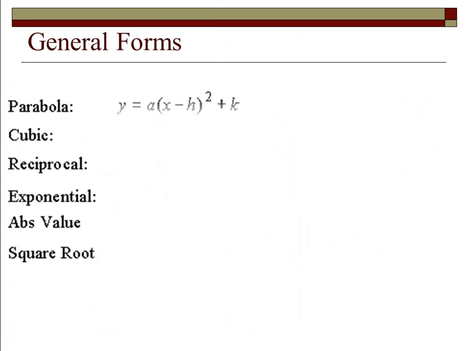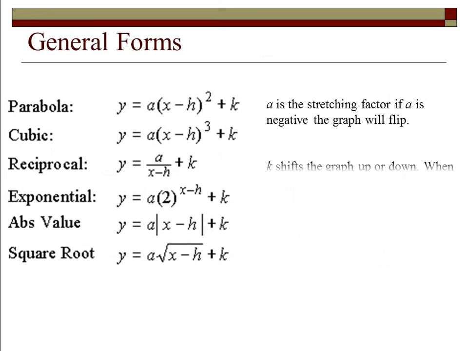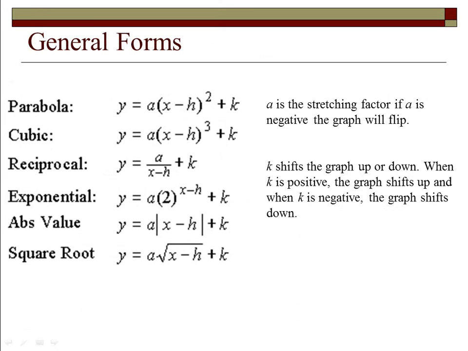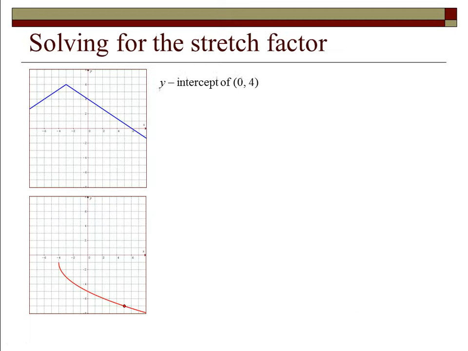Our general forms, again, are going to be the same structure, realizing that a is my stretching factor. That's what we're going to solve for. The h and k: the k shifts the graph up and down, and h shifts the graph left and right, but it works opposite. So what we're going to be looking at is solving for that stretch factor. So we're going to put these ideas together.